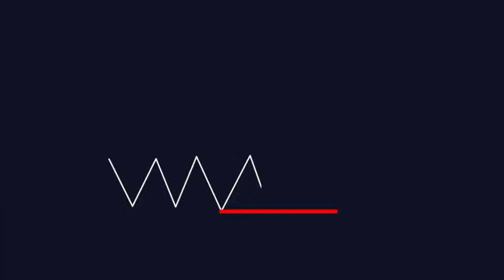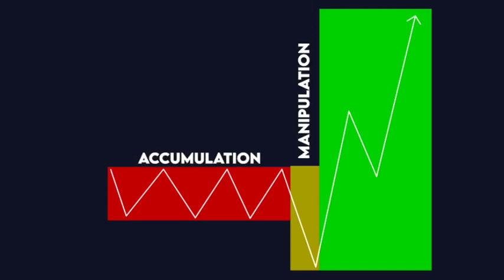If the chart is going to move higher, it needs to manipulate to the downside first. If the chart is going to move lower, it needs to manipulate to the upside first. Once price manipulates in either direction, it tends to skyrocket to the opposite direction, which is the distribution, which gives us accumulation, manipulation, and distribution, or in other words, AMD.